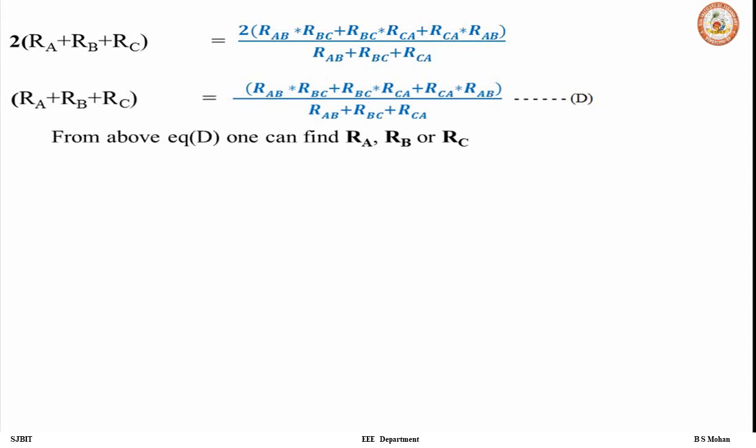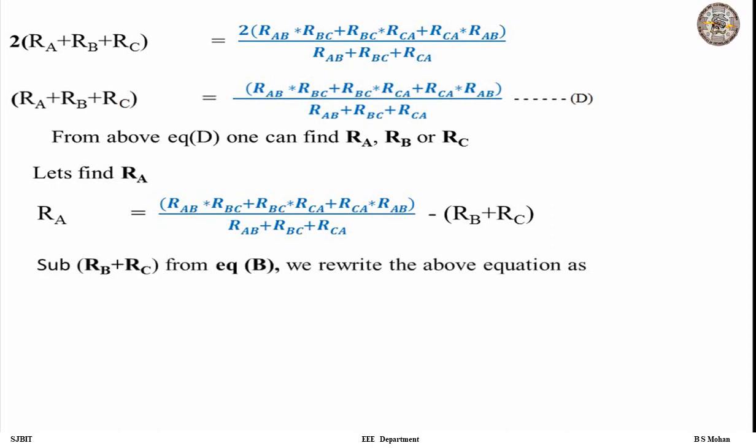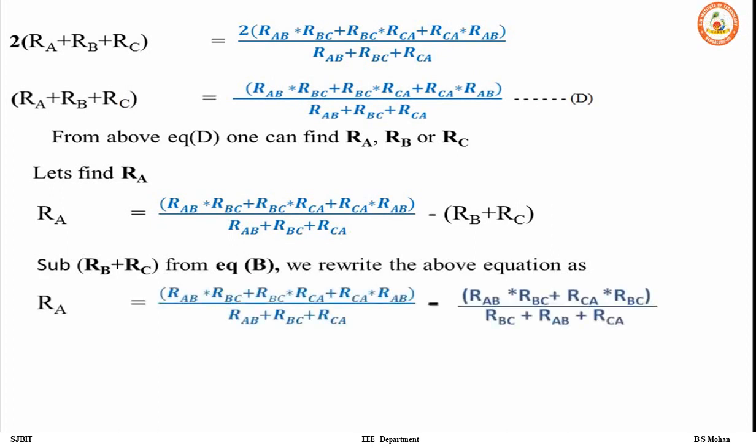From equation D one can find RA, RB or RC. So let us find RA and then find out how we find RB and RC. When we equate RA from equation D, we get the equation as shown. We have to substitute the equation for RB plus RC from equation B. Now this can be further reduced. As the denominator is common, we can subtract on the RHS.